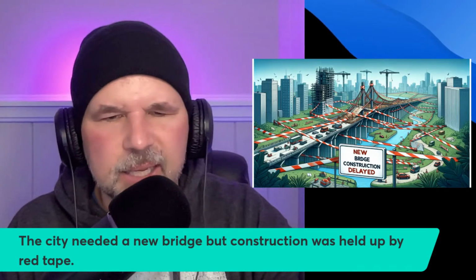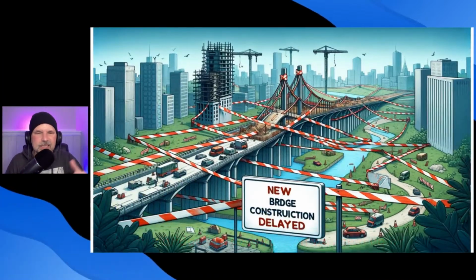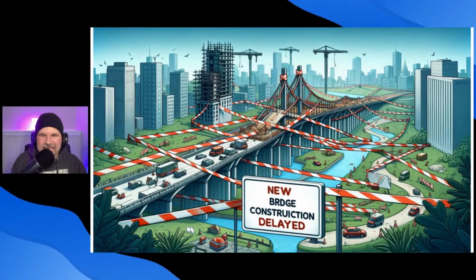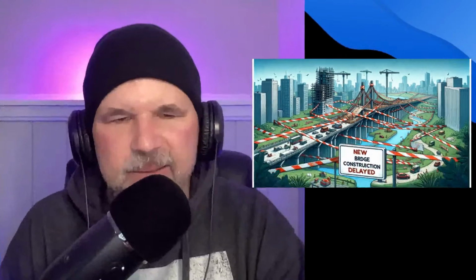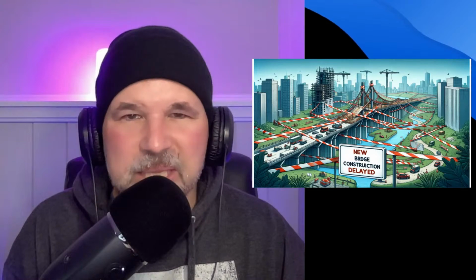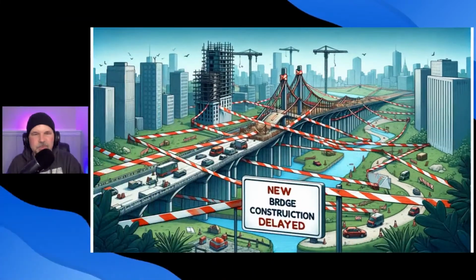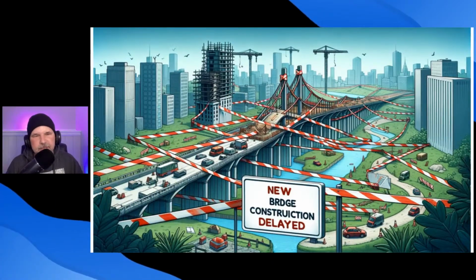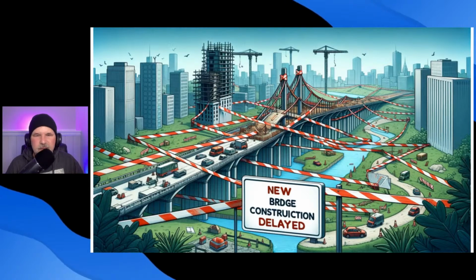Yeah, and it looks like in this picture, the bridge is delayed. Be careful. AI still can't spell very well. There are some spelling mistakes in that picture, but I hope you get the idea. Looks like a bridge is being built, but it's still not completed.